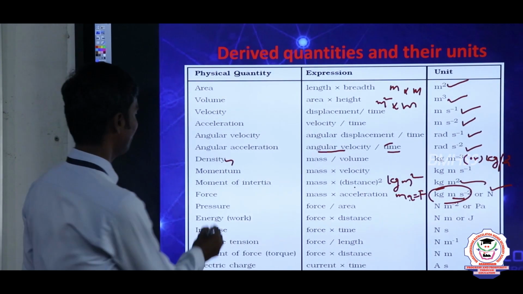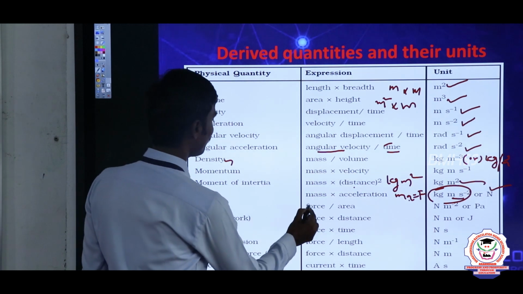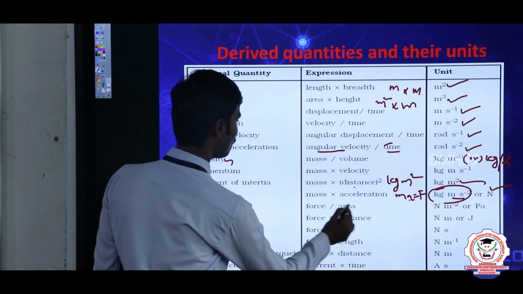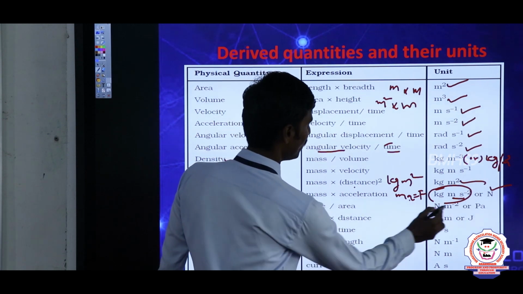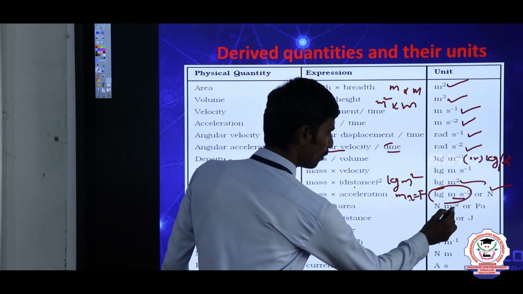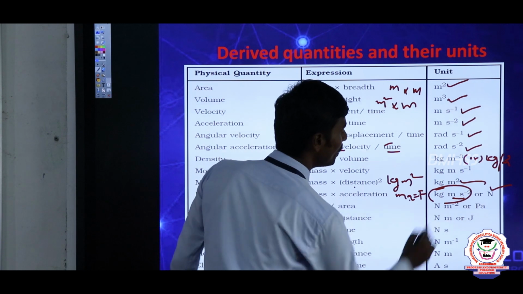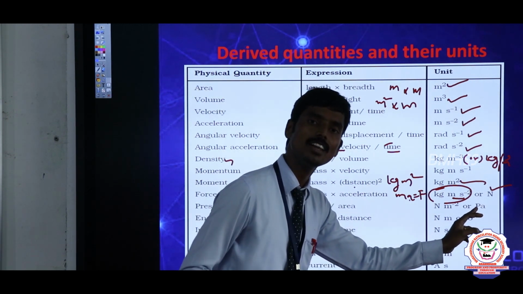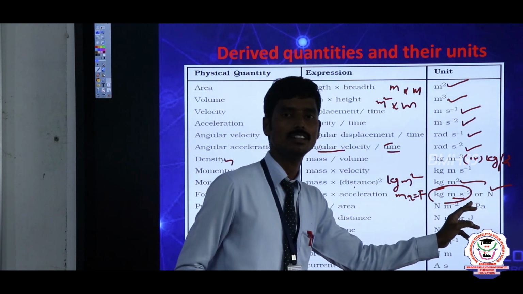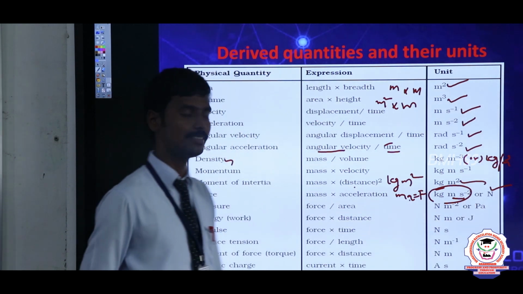Okay, next one is pressure. The general expression for pressure is force by area. What is the unit of force? Newton, area meter square, that means meter power minus 2. Newton meter power minus 2, in other words we are calling 1 Pascal or Pa, P-A, Pa. That means Pascal, the great scientist Pascal.